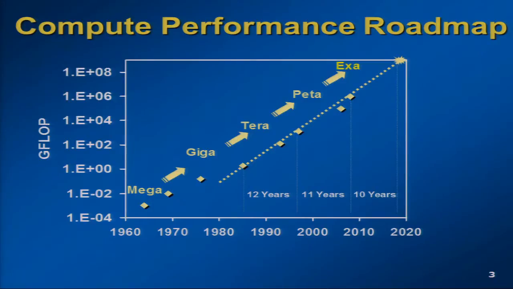So here's a compute performance roadmap. If you look, every 10 years we have increased the total system level compute performance by 3 orders of magnitude, from giga to tera to peta. And at this rate, at the end of this decade, like John said, we need an exascale performance, not necessarily exaflop, but 3 orders of magnitude increase in the performance itself of a system.